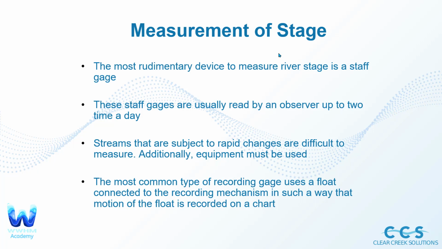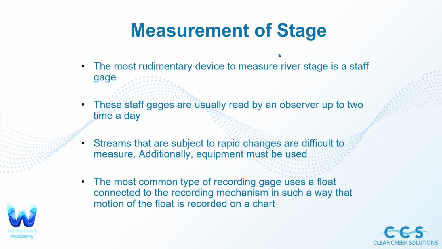These staff gauges are usually read by an observer up to 2 times a day, and they're just placed in the river to measure that river stage. If you don't know, stage just means the river height, or how much water in terms of height is accumulating. Streams that are subject to rapid changes are difficult to measure, and additionally some more equipment must be used.